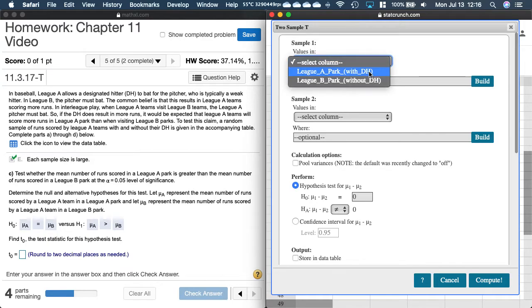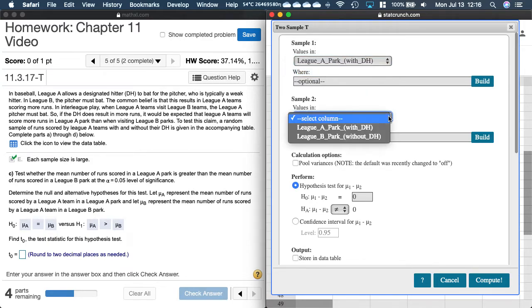And here we'll choose League A, and for sample 2 we'll choose League B. Now again, as with the proportions, notice StatCrunch is going to ask this way, but this is one way of entering it. Notice over here, these are two exact same ways. We'll bring the right-hand side over to the left by subtracting. So this says mu sub A minus mu sub B is equal to 0. That's why we have our null hypothesis like that.